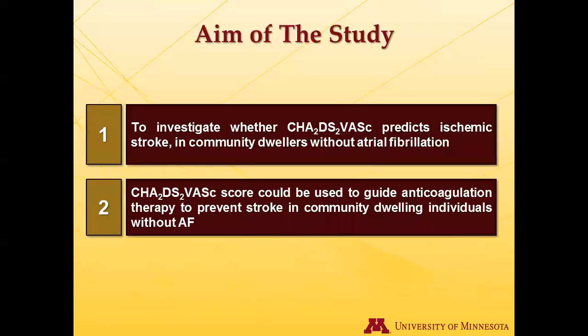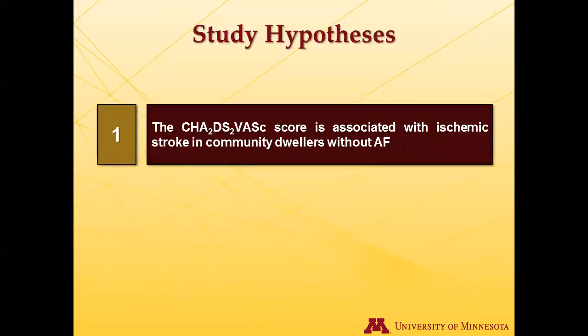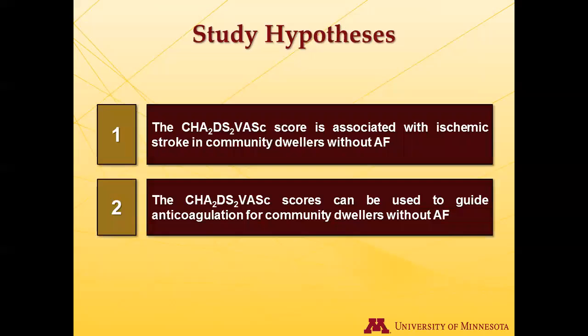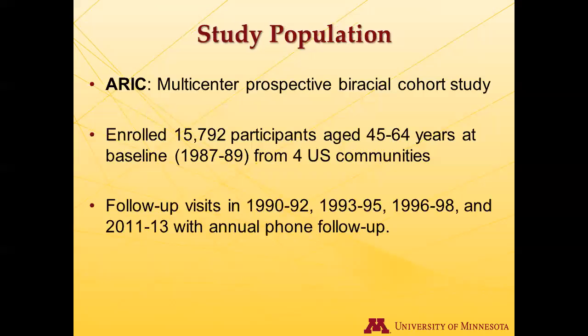The second aim is whether the CHA2DS2-VASc score could be used to guide anticoagulation therapy to prevent stroke in community dwellers without, again, history of AFib. We hypothesized two things. Number one, the CHA2DS2-VASc score is associated with ischemic stroke in community dwellers without history of AFib, and the CHA2DS2-VASc score can be used to guide anticoagulation therapy in a general population without AFib.